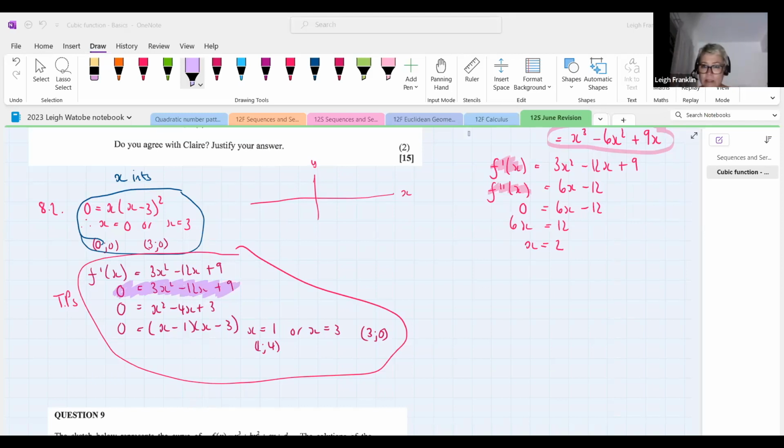Okay, so when y is 0, you're calculating the x-coordinates at the x-intercepts. When the first derivative is equal to 0, you're calculating the x-coordinates at the turning points. When the second derivative is equal to 0, you are calculating the x-coordinate at the point of concavity. So I'm just saying that again.